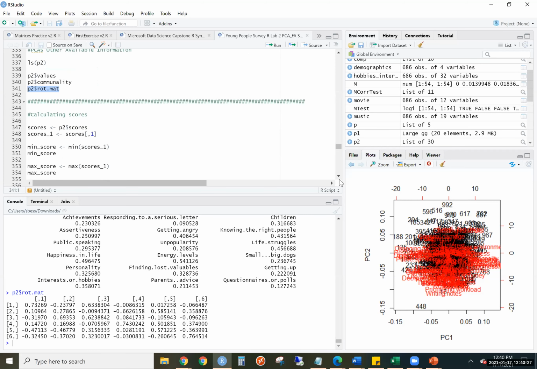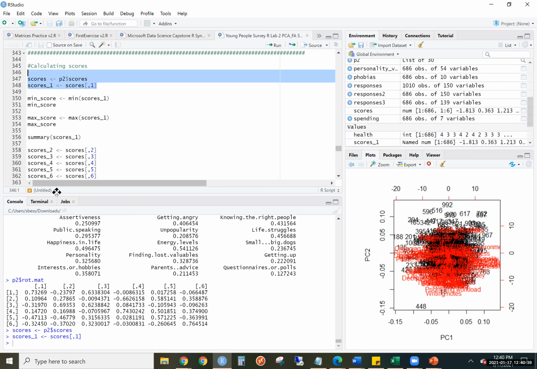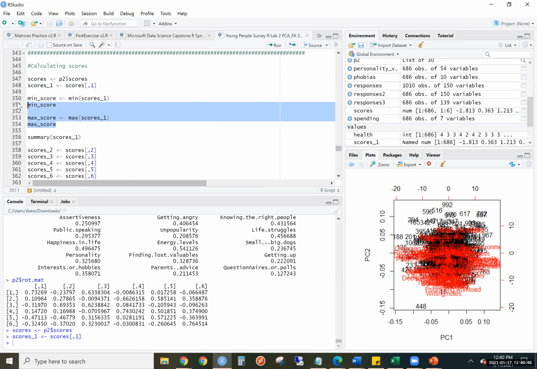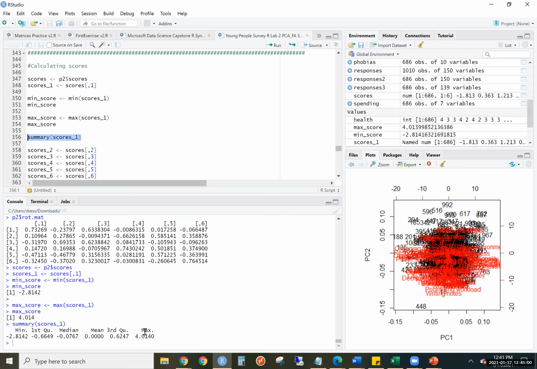To calculate scores, you're going to do pc$scores. This will subset out the first column of scores. And then there are 2 things we can do here. We want to check the minimum and maximum score, so we can use the min function or the min and max function. So here we get the minimum is -2, the maximum is 4, or we can just use the summary. The summary will give you the minimum, the maximum, the 25th percentile, the 75th percentile, the median, as well as the mean.